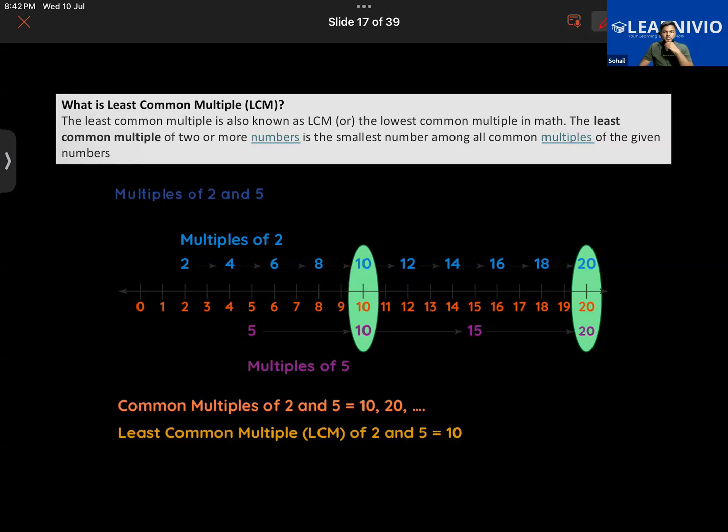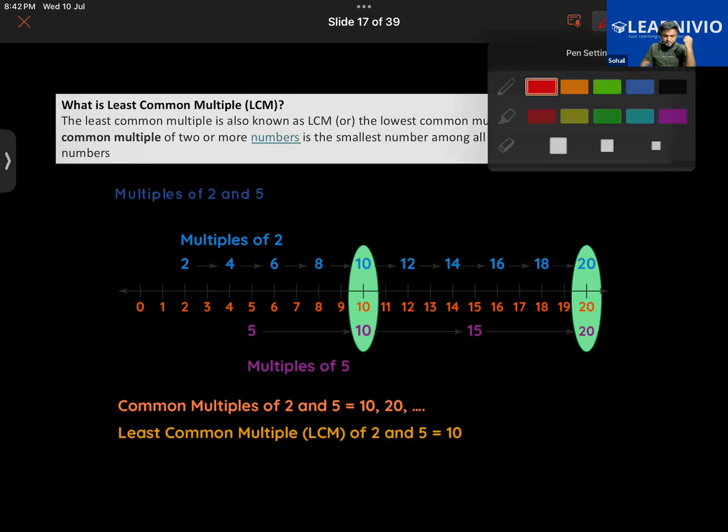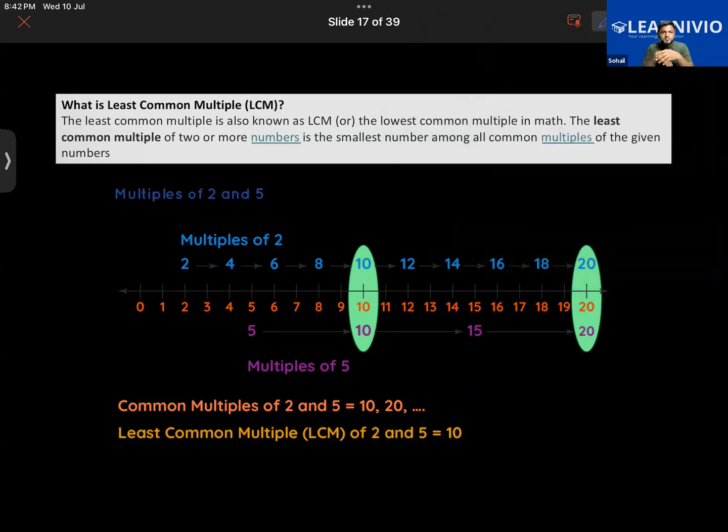Good. Then we did also learn about twin primes, right? So explain what you understand by twin primes. A twin prime is a pair of prime numbers that differ by two. Good. Can you give some examples of pairs of twin primes?